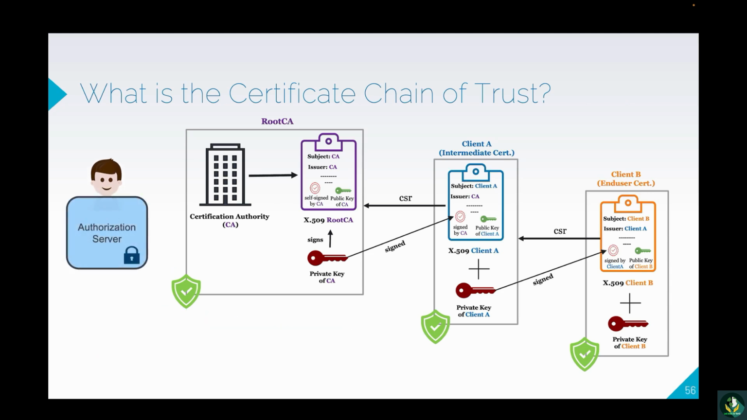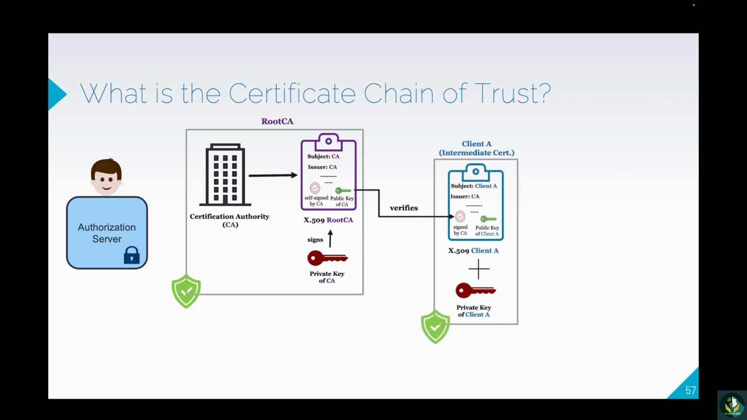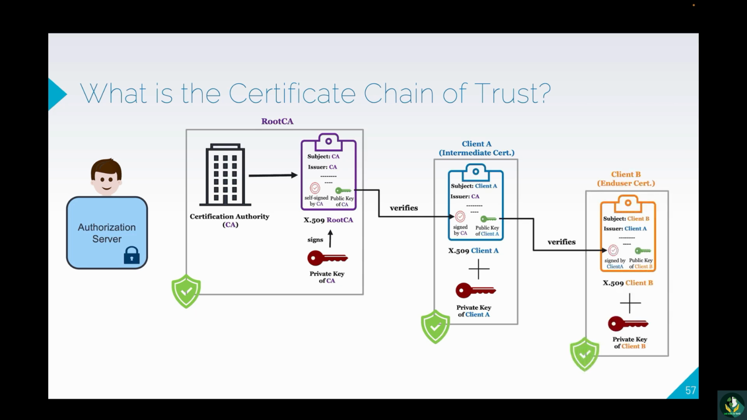Now, in the context of OAuth 2, Bob represents the authorization server, which needs to trust a specific root certificate authority and verify the client's X509 certificates to issue an OAuth 2 access token. Don't worry, we will explore this in detail shortly. Before we move on, let's touch on how X509 certificate verification works, because this is crucial for understanding how the authorization server checks certificates. The root certificate authority can verify client A's certificate using its public key, because client A's certificate was signed by the root certificate authority's private key. Similarly, client A can verify client B's certificate using its public key, because client B's certificate was signed by client A's private key.